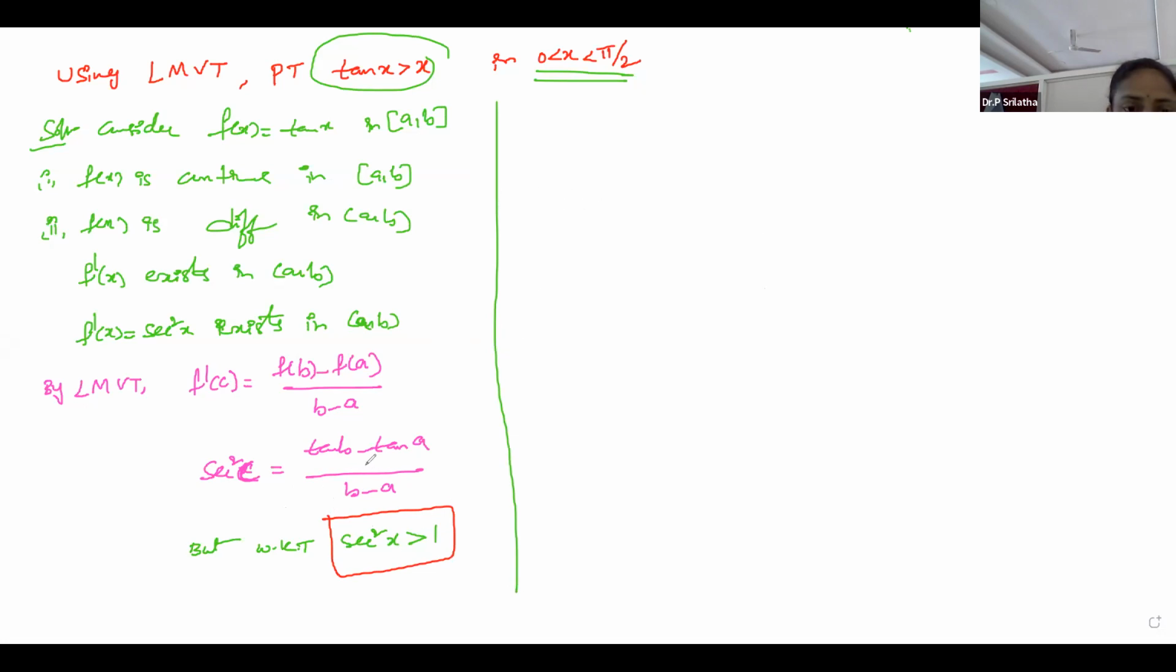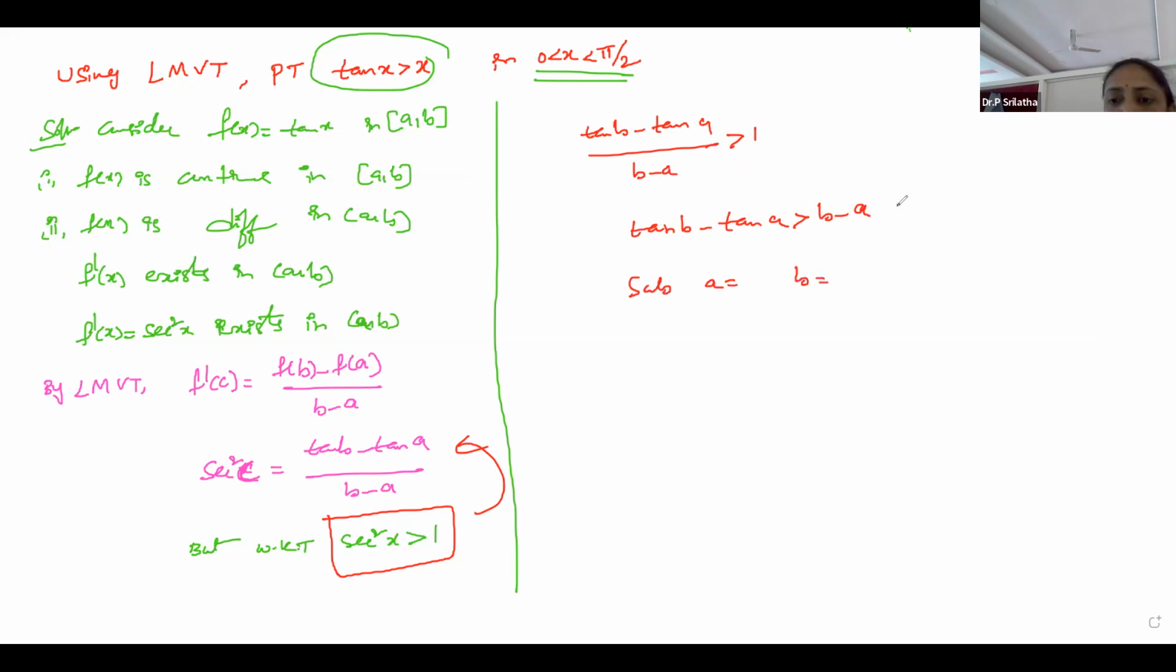So secant square x greater than 1 means tan b minus tan a, substitute this value here. So tan b minus tan a divided by b minus a is greater than 1, that is tan b minus tan a is greater than b minus a. Now tell me, what is the a value? Substitute the a value and b value in the above equation.